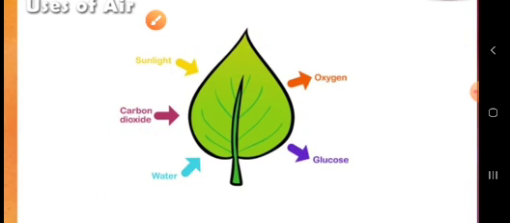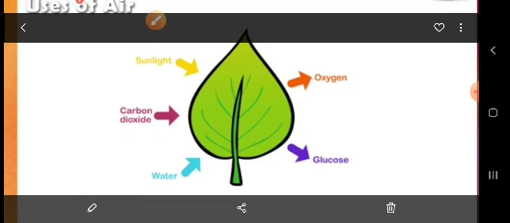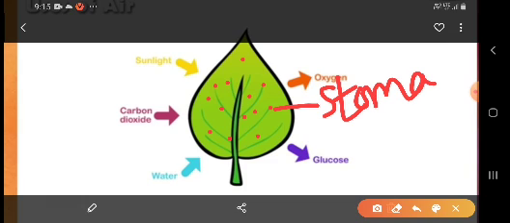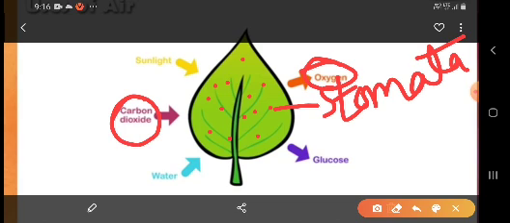Here is a leaf. These leaves have small pores. These small pores are called stomata. S-T-O-M-A-T-A, children. Stomata. So these stomata allow the exchange of air in the leaf. Which gases are exchanged? That is oxygen. Here we have oxygen, this comes out, and here we have carbon dioxide. This goes inside through these pores.